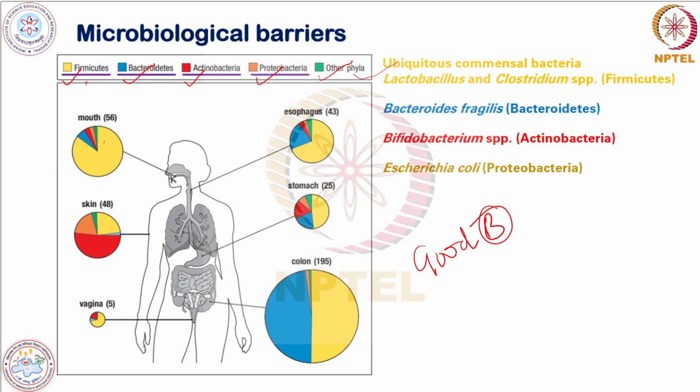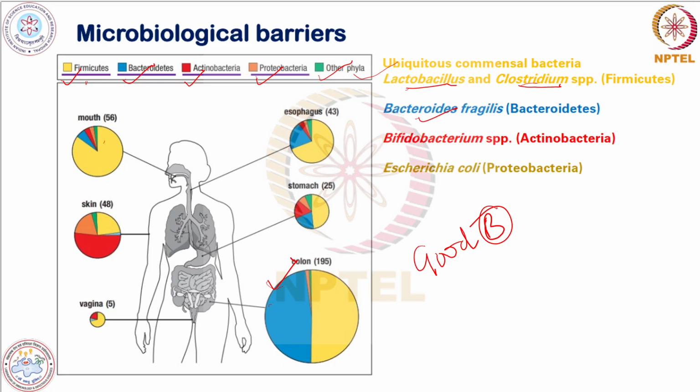The firmicutes include the very common lactobacillus and clostridium species. So these are present in a major part of our body. The next one is bacteroidetes, which includes Bacteroides fragilis. This is mostly found in the colon area, and it is important for breaking down complex carbohydrates and training the immune cells to fight infection.